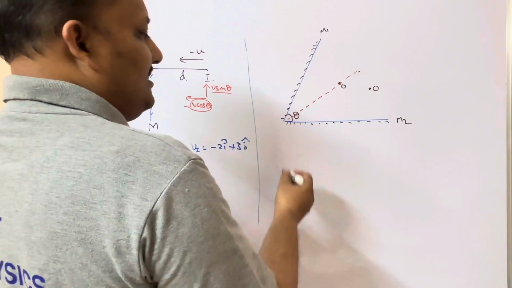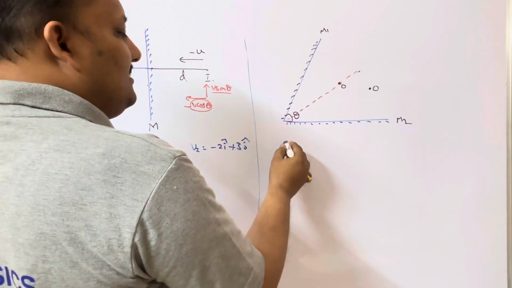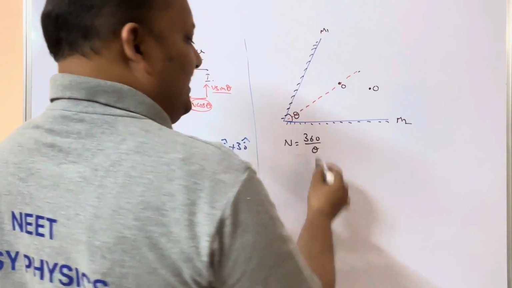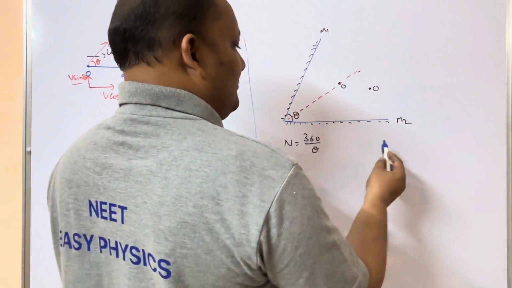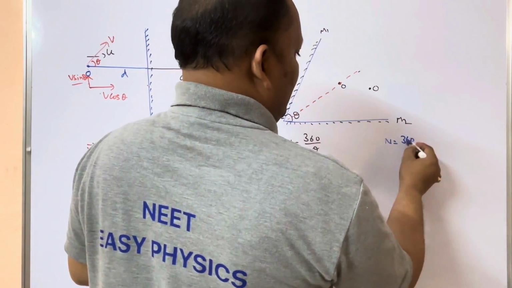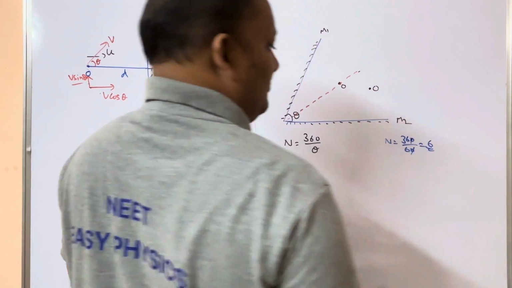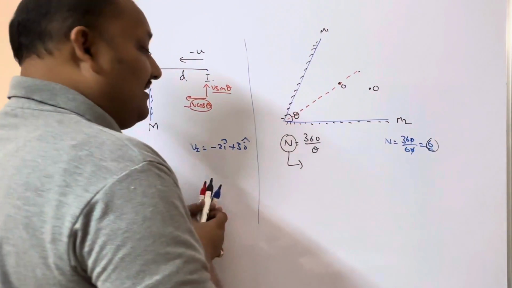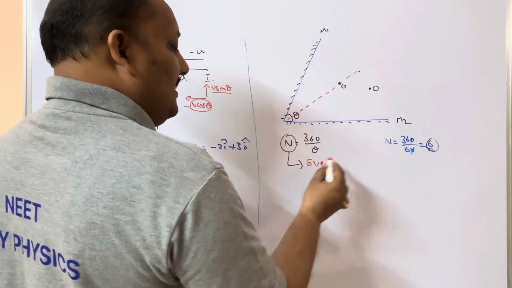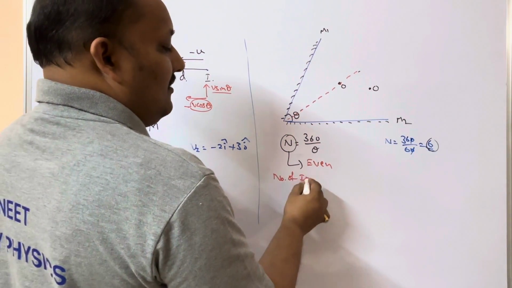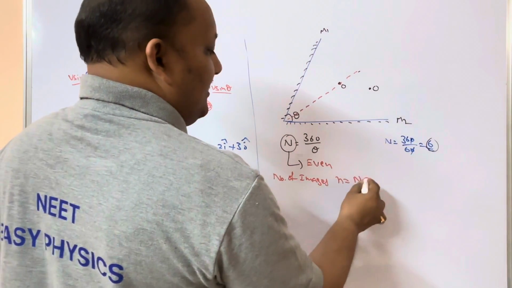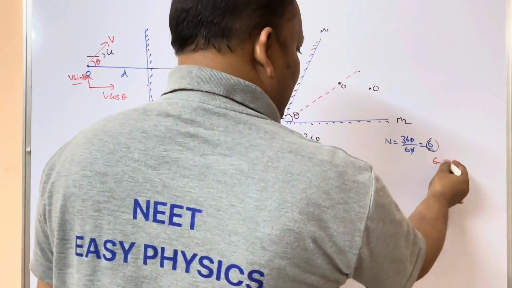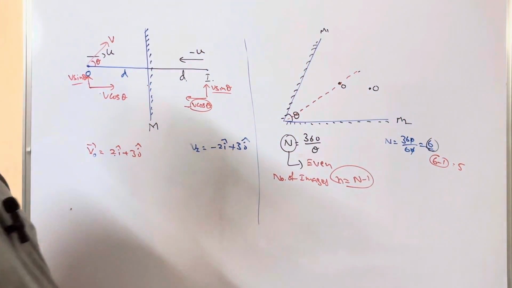So how do we find the number of images when they give the angle between the two mirrors? To calculate the number of images, you should do 360 by theta. Let us assume this angle is 60 degrees. N is equal to 360 by 60. You got 6. After getting this value, if this capital N is even, the number of images, small n, is equal to N minus 1. Then the number of images in this case is 6 minus 1, that is 5 images.